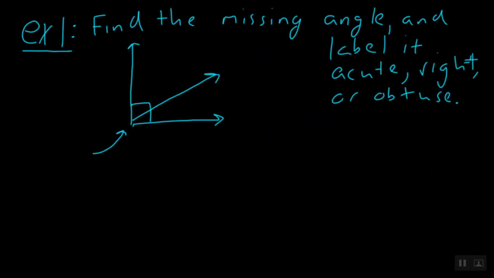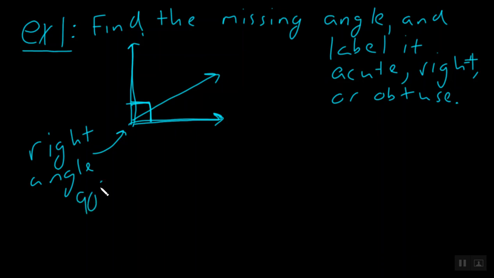Okay, in our very first example, it says this: find the missing angle and then label it acute, right, or obtuse. Well, let's take a look here and first notice something special about this whole angle from here to here. We're given this nice little box. Well, this box indicates that the whole thing is what we call a right angle. And of course, we know that that is 90 degrees.